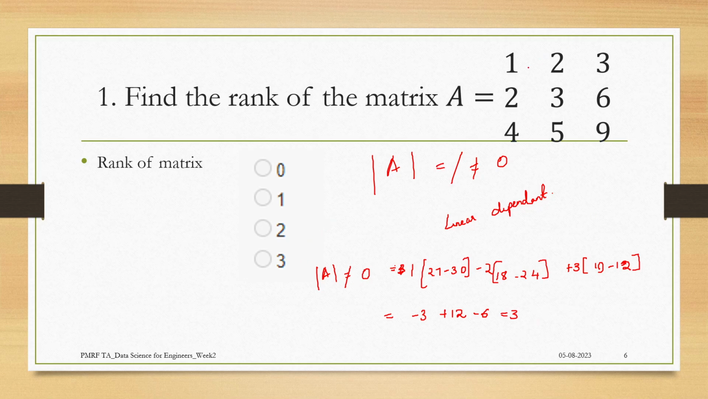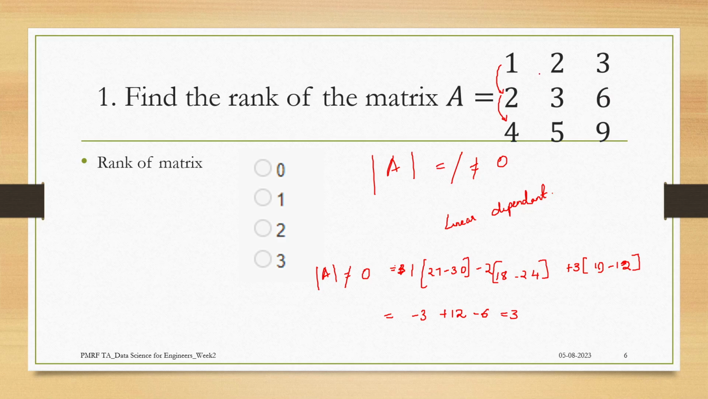That is one thing by which you can find it. Or look at these rows and columns and see if these rows are related. 1, 2, 3: any relation with 2, 3, 6? No. And any relation with the third row, which is 4, 5, 9? No way you can relate it with an equation. It cannot be a linear combination of any of the rows.